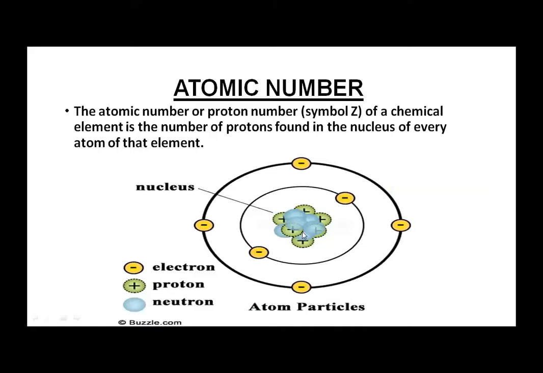Now look here. This is the atomic structure of carbon. Here is 1, 2, 3, 4, 5, and 6. 6 electrons are present. So the atomic number of carbon is 6.